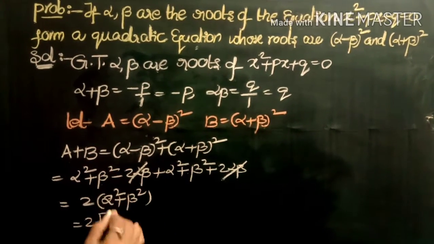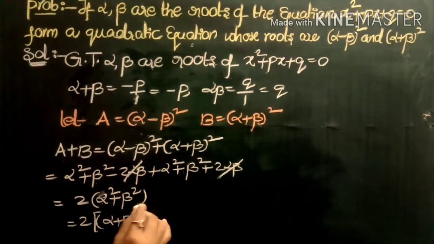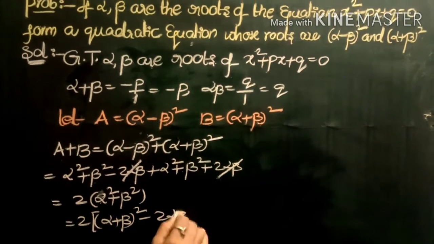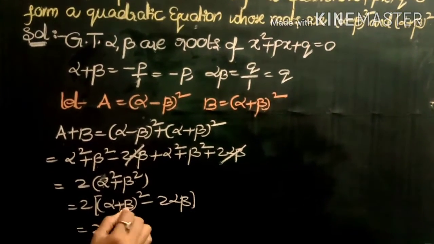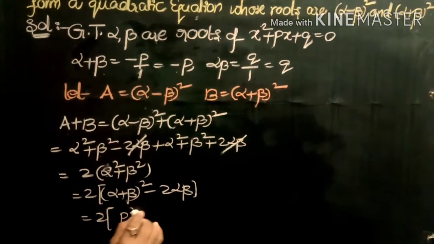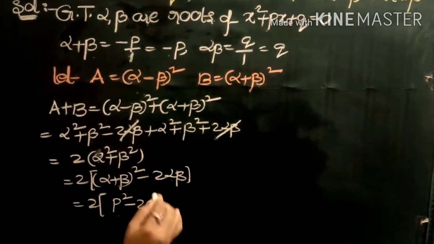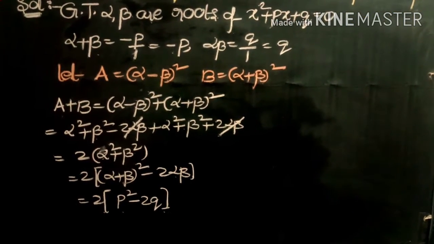And in the next step, we write alpha square plus beta square as (alpha plus beta) whole square minus 2 alpha beta. And replacing the values here, what is the alpha plus beta value? Minus p whole square, that is p square, minus 2 into the alpha beta value, which is q. So this is 2 into (p square minus 2q).